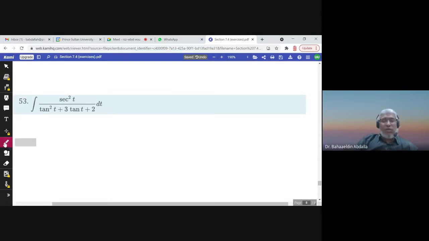What do you think we should take as u? You should now understand the method. If you take u as tan x, du would be secant squared x dx, and this is what we have in the numerator. And the integral I would be, well, t, okay, just t, tan t secant squared t dt. Secant squared t dt is du. Tan squared t is u squared plus 3u plus 2.